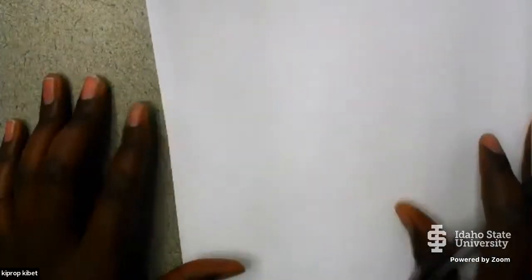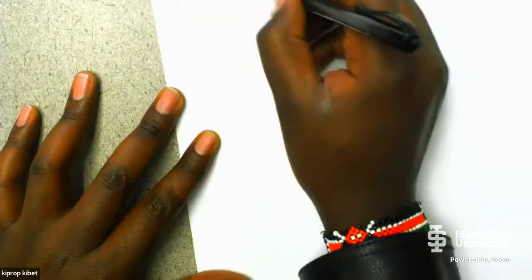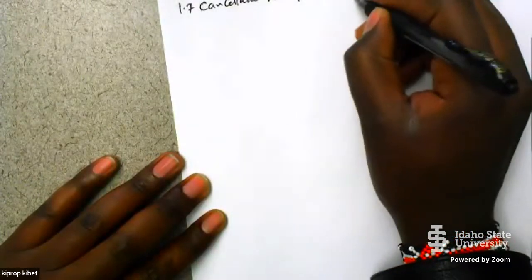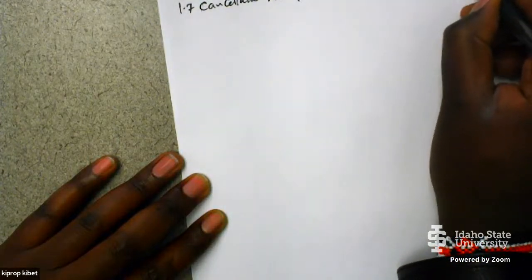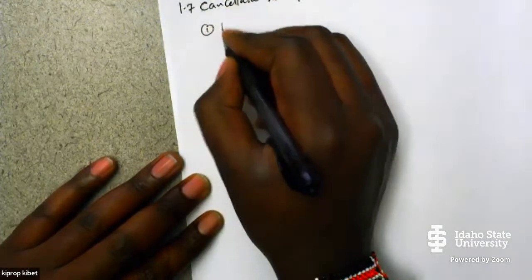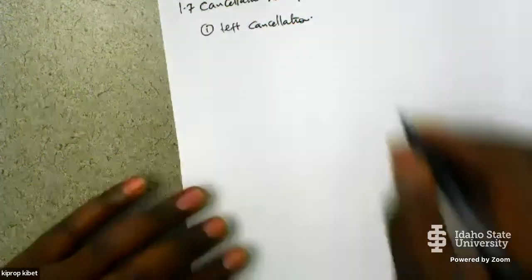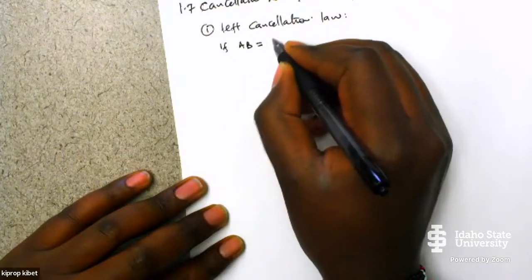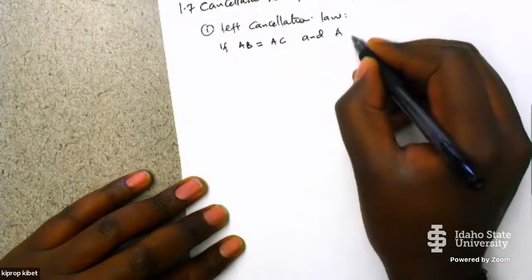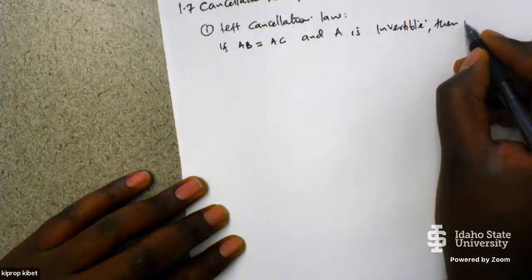Okay, now let's look at 1.7, cancellation laws. We let A, B, and C be matrices. Number one, let's start from left cancellation. Left cancellation law: if AB equals AC and A is invertible, then B equals C.